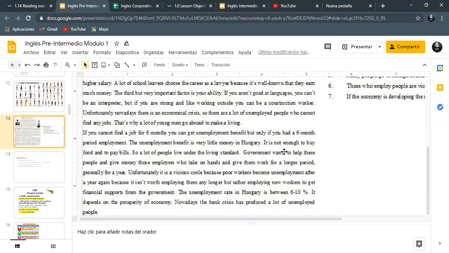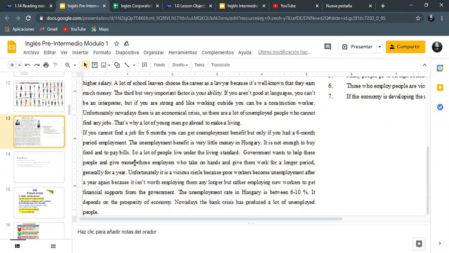And then it says it is not enough. What is not enough? No es suficiente. No es suficiente, right. To buy food and pay bills. What is to pay bills? Pagar facturas. Pagar cuentas, facturas.